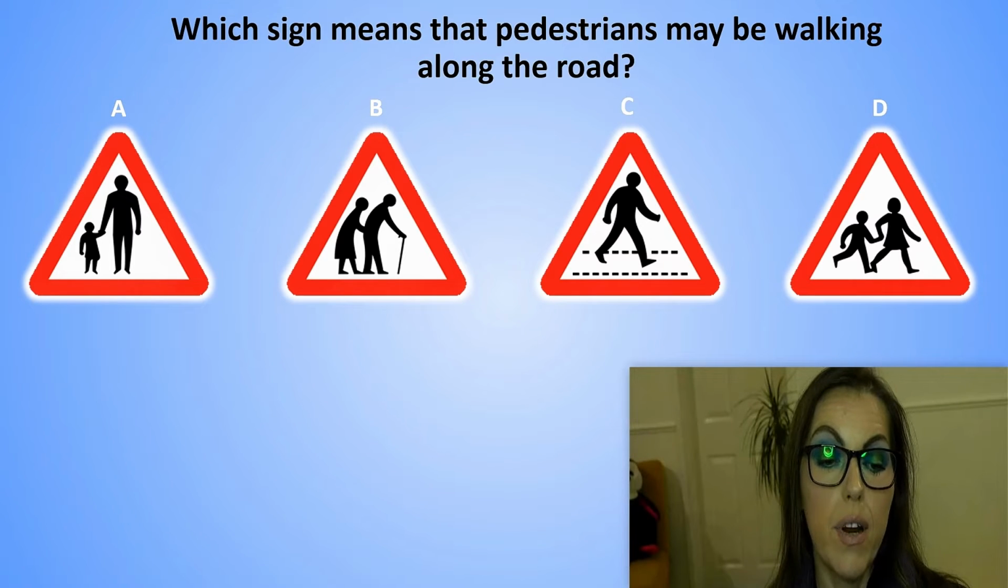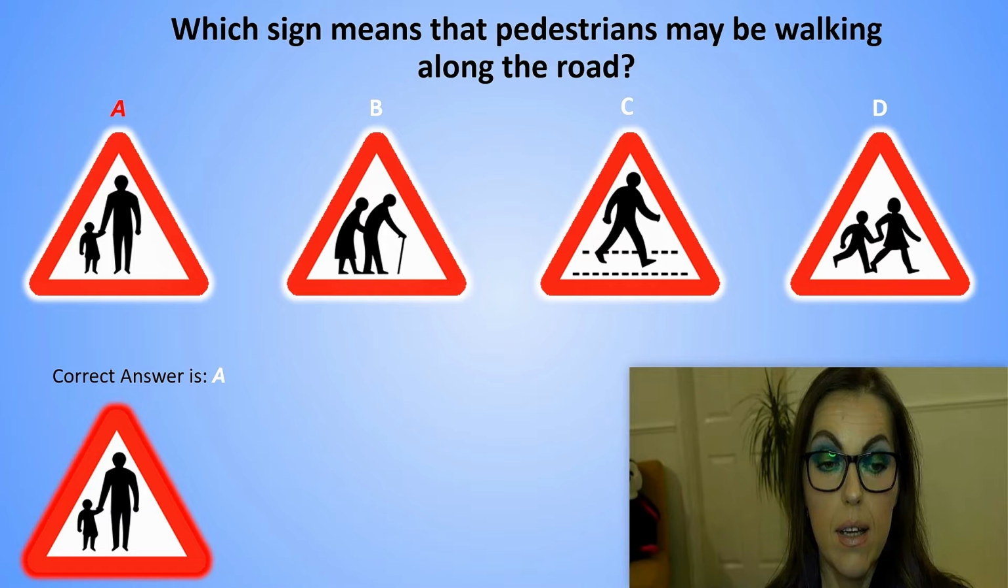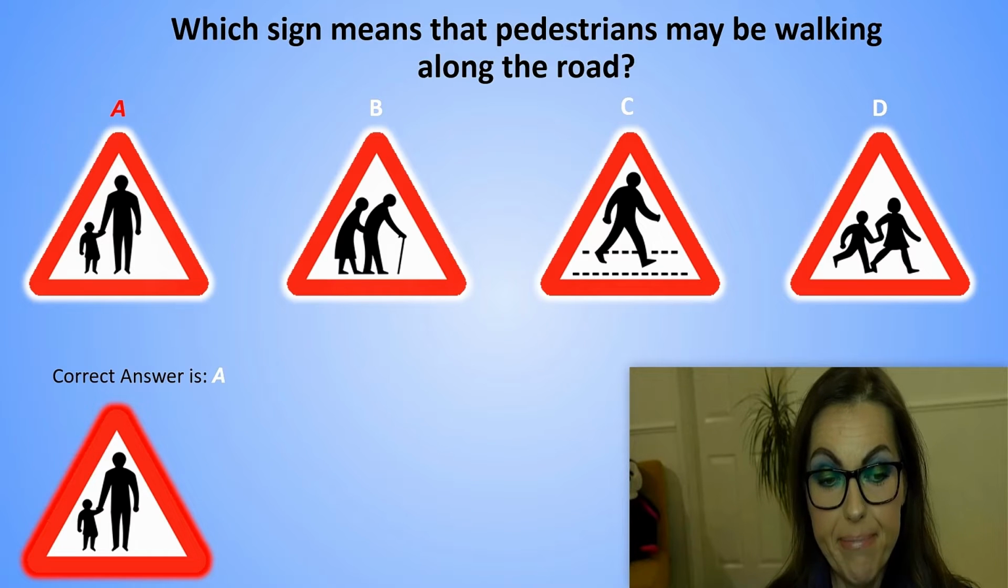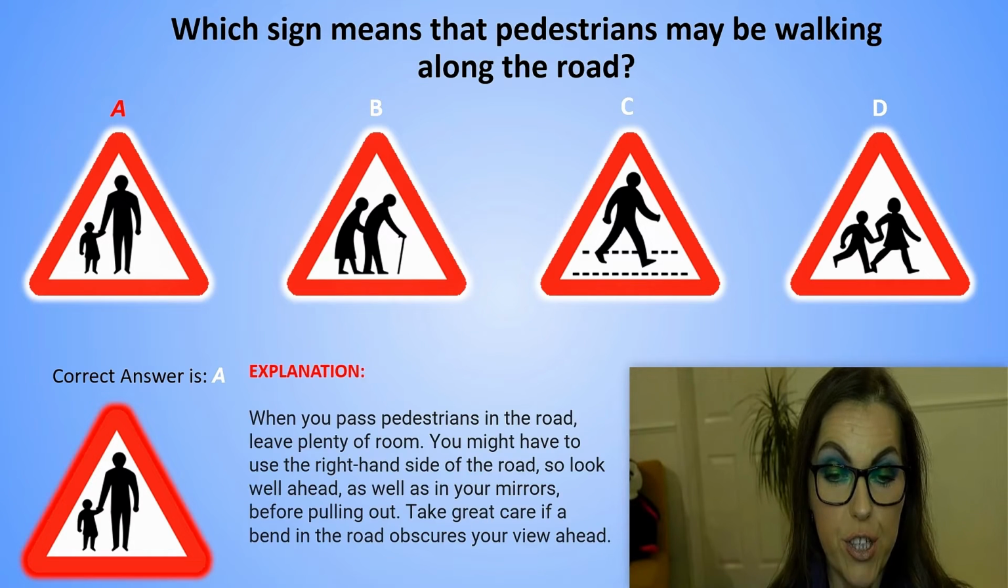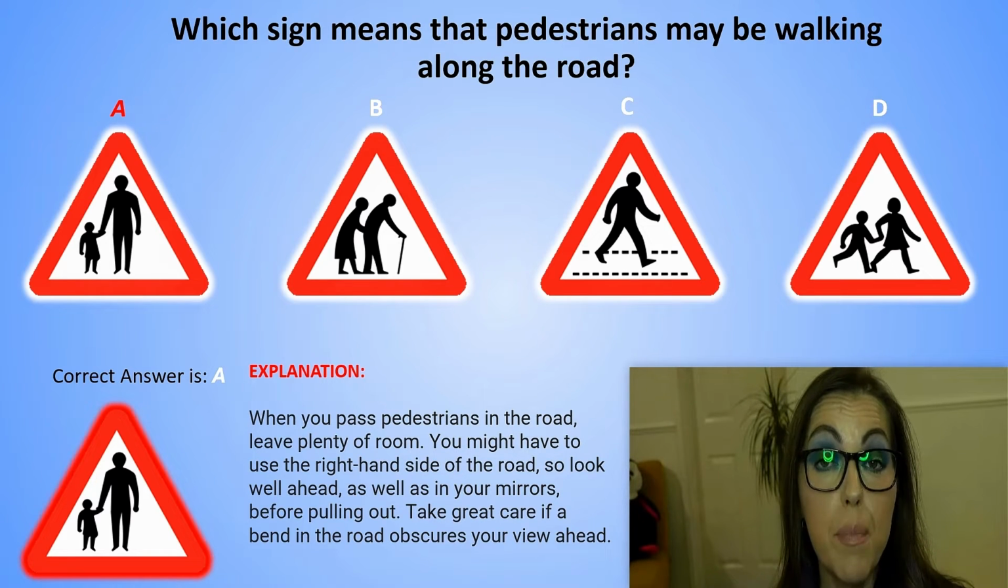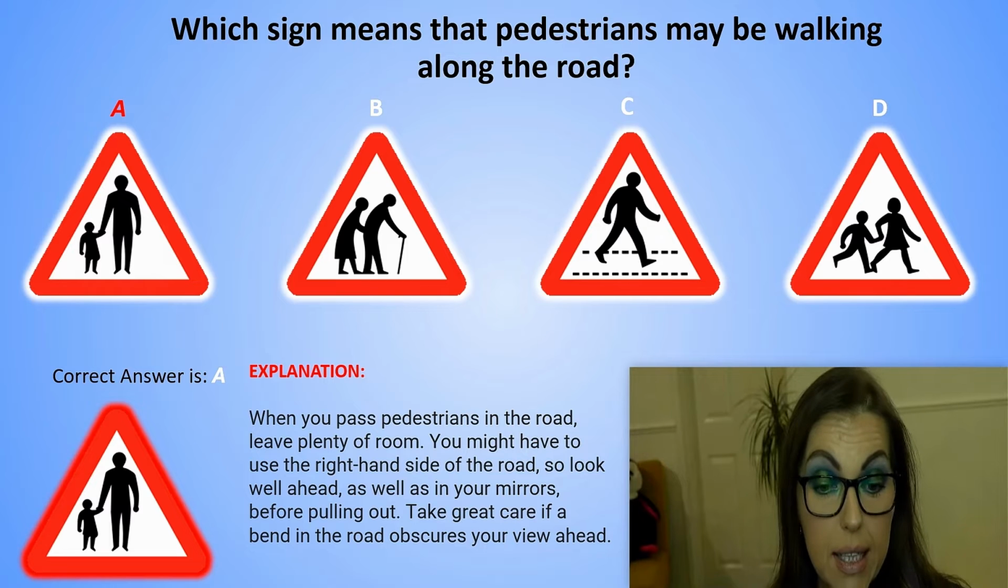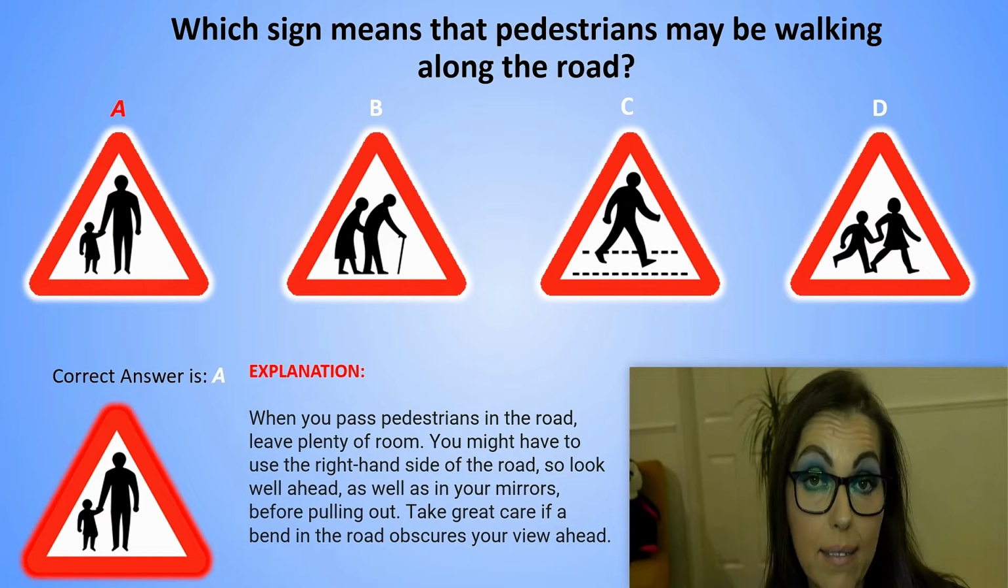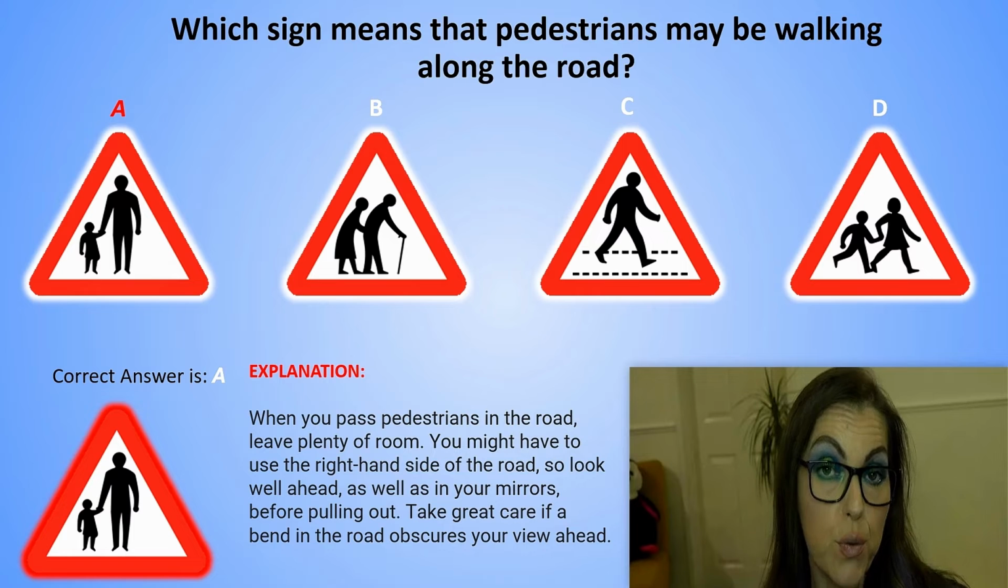The correct answer is A. Explanation. When you pass pedestrians in the road, leave plenty of room. You might have to use the right-hand side of the road, so look well ahead as well as in your mirrors before pulling out. Take great care if the bend in the road obscures your view ahead.